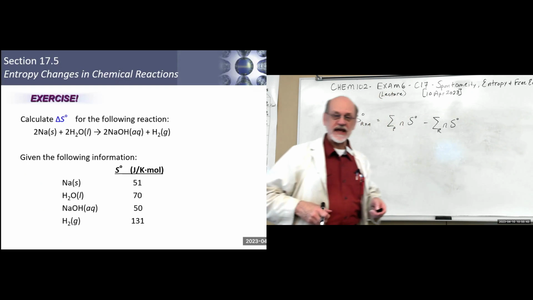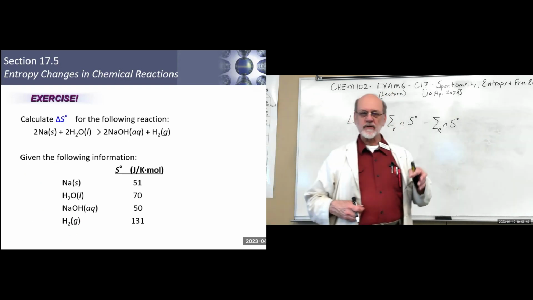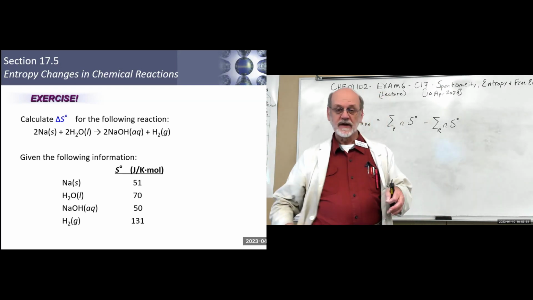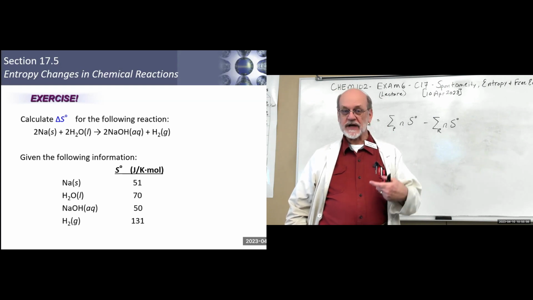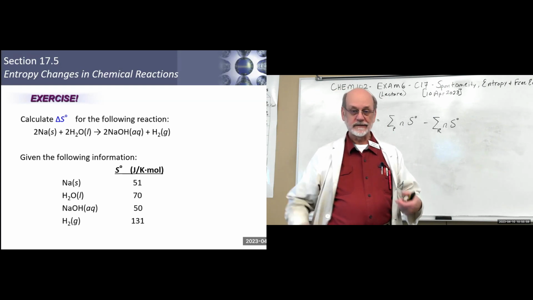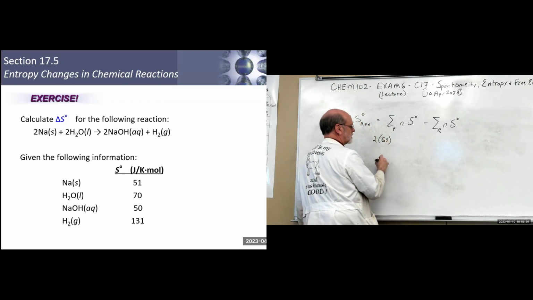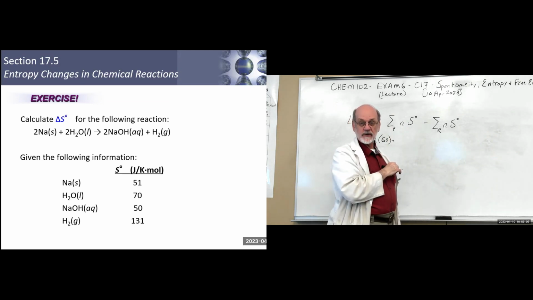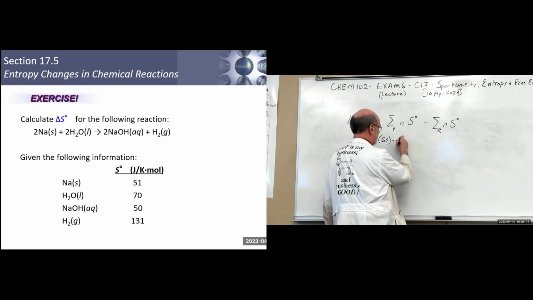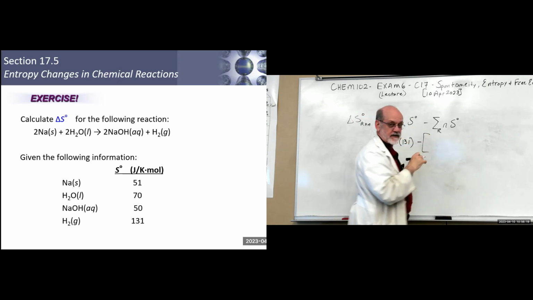Okay, so if we calculate the standard entropy for this particular reaction, where sodium reacts with water to make sodium hydroxide and hydrogen gas, and we're given the following information, we just take 2 times the sodium hydroxide, which would be 100, right? So we take 2 times 50 for the sodium hydroxide, and then we add to that the other product, hydrogen. Notice hydrogen does have a value here in entropy, 131 times 1. 131.